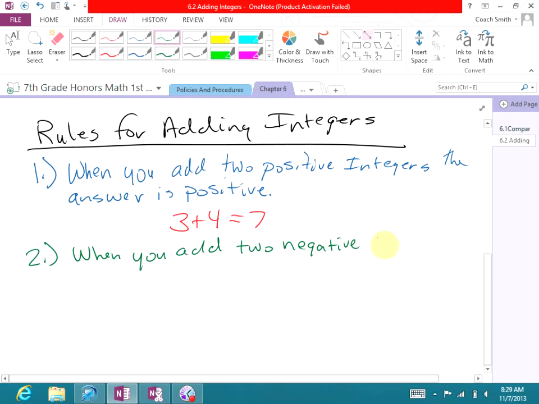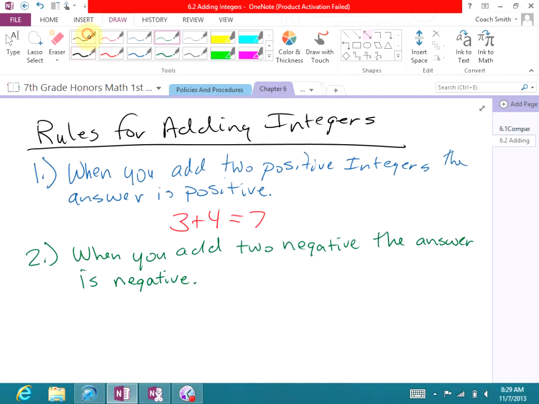When we add two negatives, the answer is negative. Okay, when you add two negatives, the answer is negative.